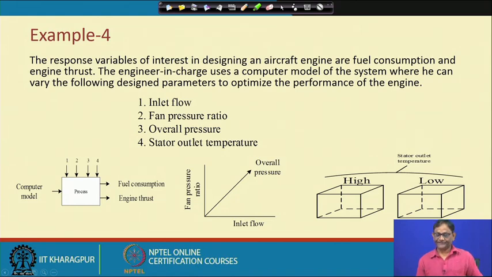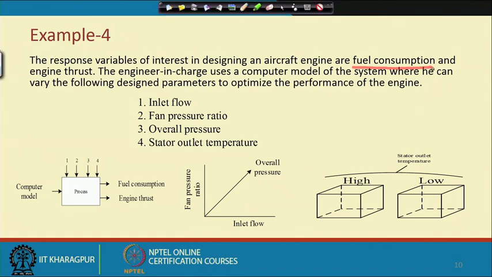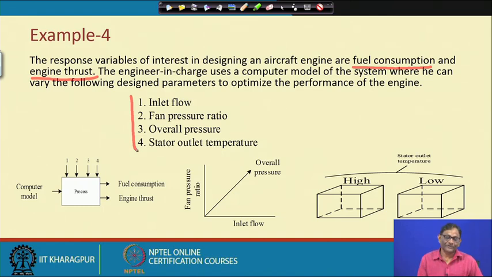Fourth example here is maybe in the case of designing an aircraft engine. So, here the response or the quality variables of interest are your fuel consumption and engine thrust. So, these are the controllable factors. So, you want to design an experiment in such a manner that you will be able to achieve the objectives, starting from process characterization to robust design.